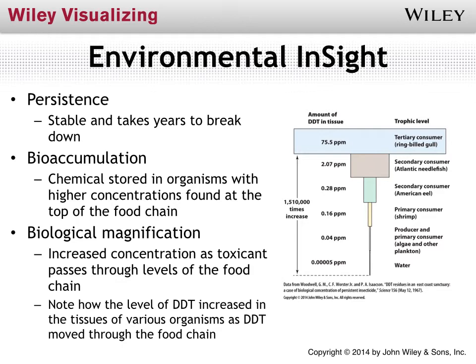So as this image shows, you can go from a very, very small concentration of DDT in the water to a relatively high concentration of DDT in the fatty tissue of a top-level carnivore, where basically this graph shows that DDT can be concentrated by about 1.5 million times over what it is just in the water.